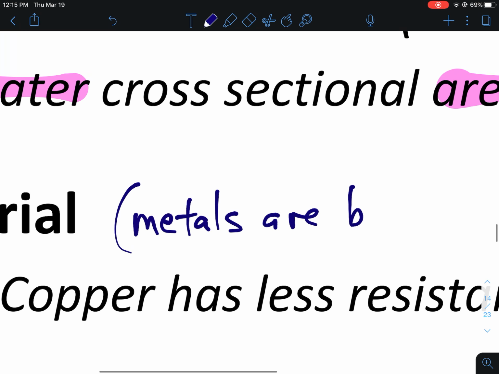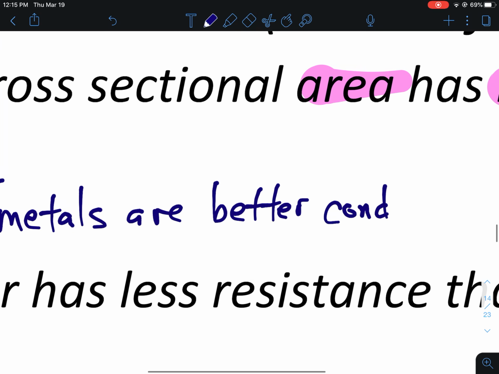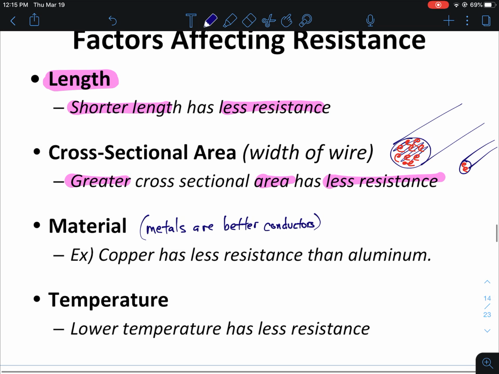Metals are better conductors. So we can choose to make materials out of different metals. Copper's not the best conductor out there. Gold is a very, very good conductor, and silver is actually a very good conductor. Gold and silver are both much more conductive than copper, but they're far more expensive.